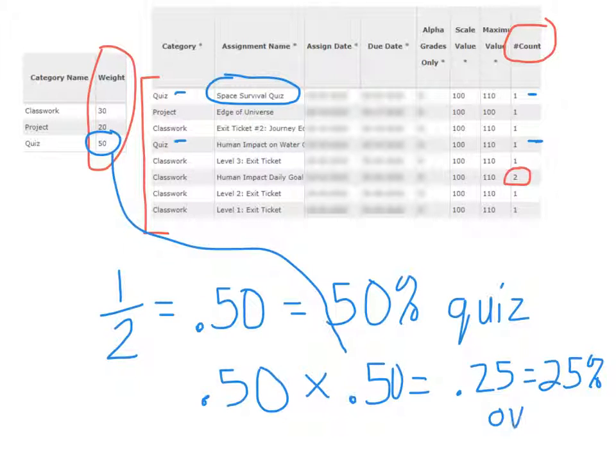Now that was pretty easy because there's only 2 quizzes, and they're equally distributed among this 50 here. So that space survival quiz counts 50% of the quiz average and 25% of the overall. And the same is true with this one. So let's take a look at the other ones.